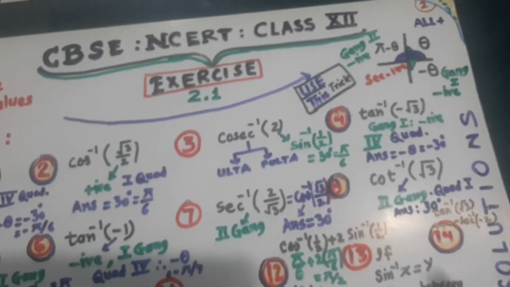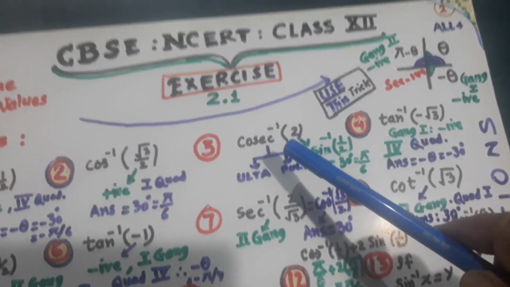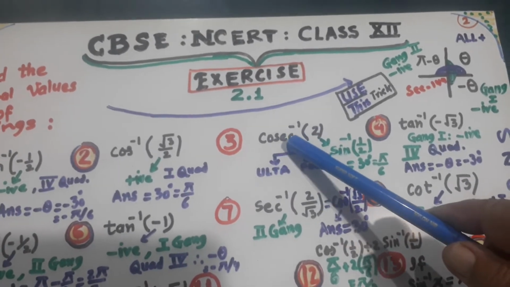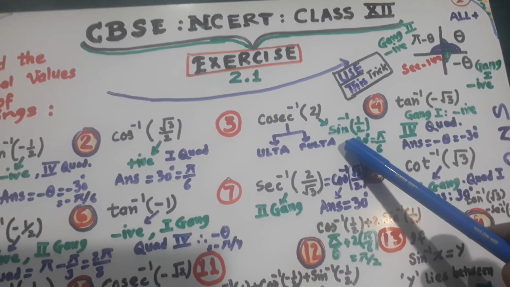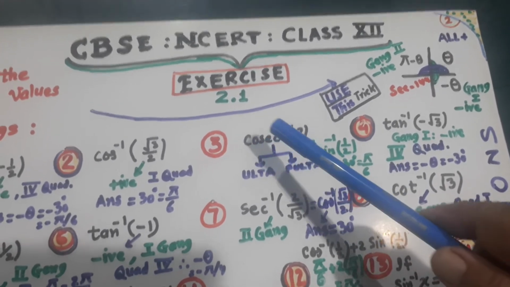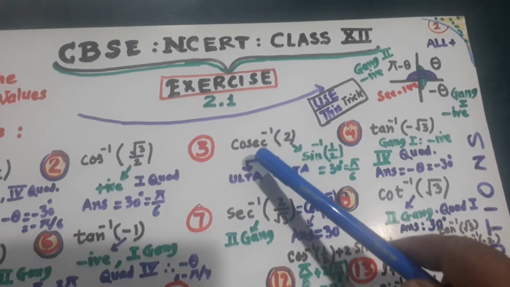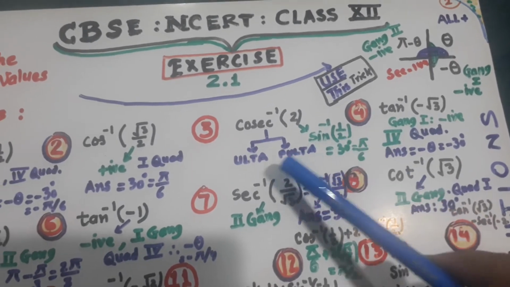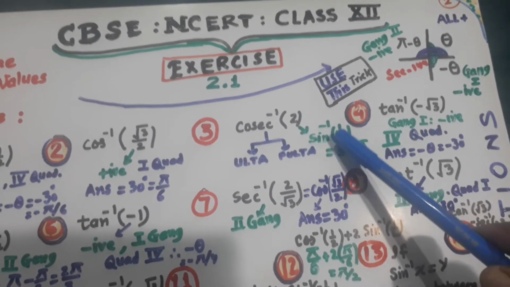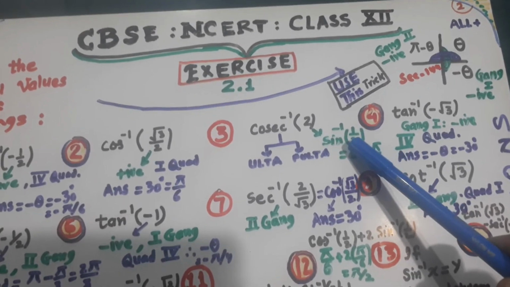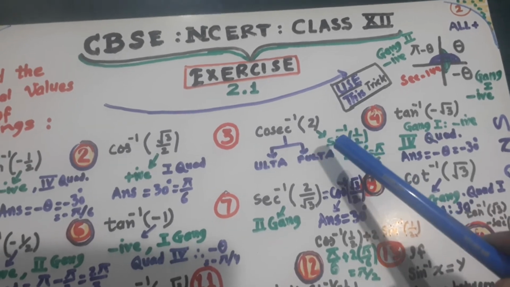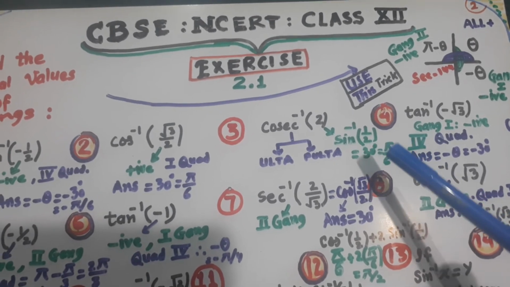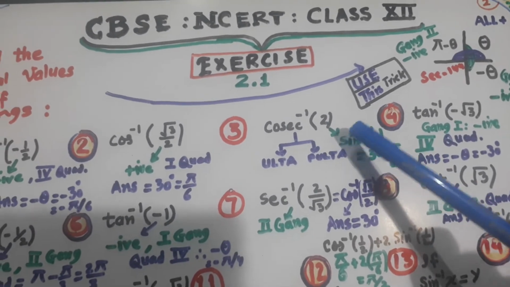Very easy. Next, cosecant inverse 2. Firstly convert it into sin inverse. Cosecant inverse will be flipped to sin inverse, and 2 will be flipped to 1/2. Flip it upside down. So sin inverse 1/2, it is positive, it is in the first quadrant, and the value of sin is 1/2 at 30 degrees, so it is pi by 6. The answer will be pi by 6.